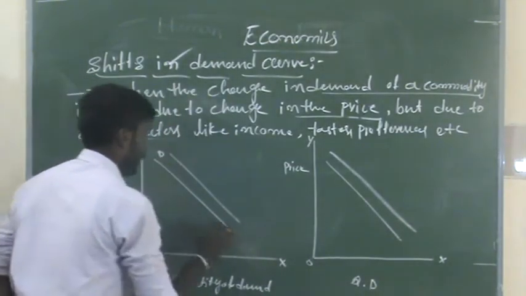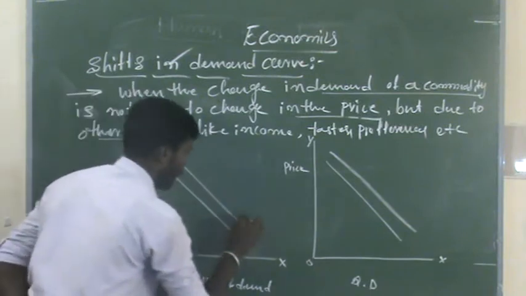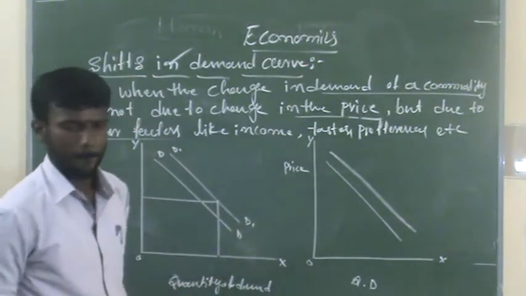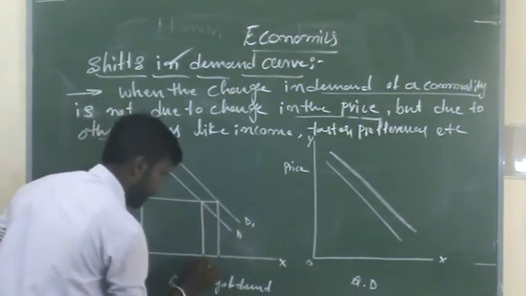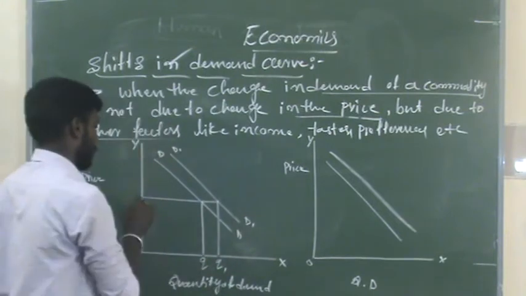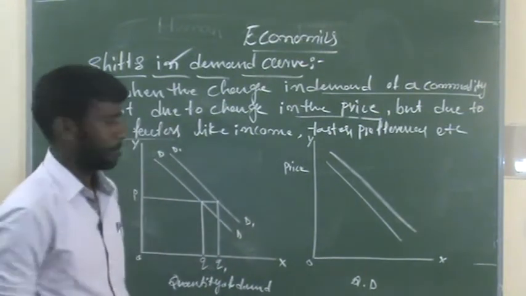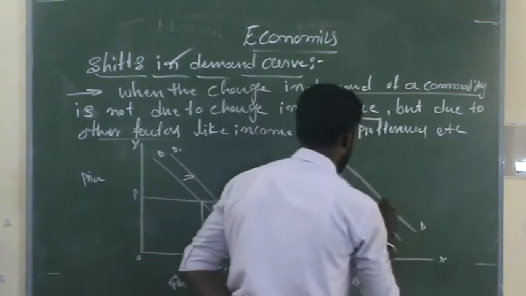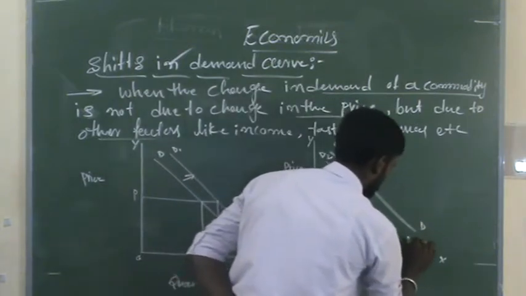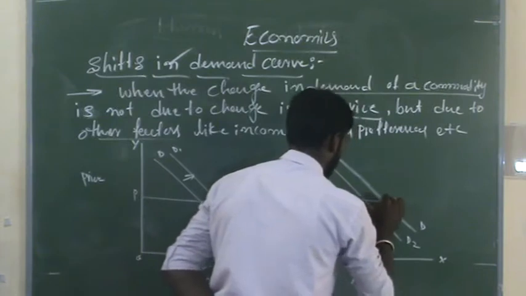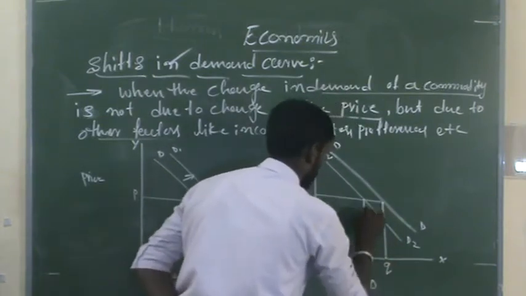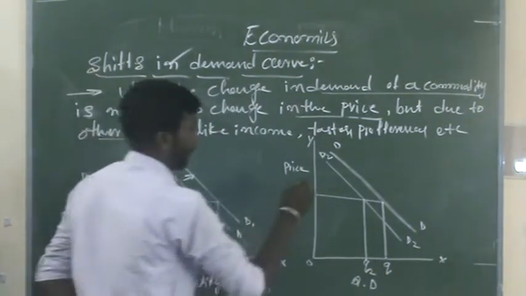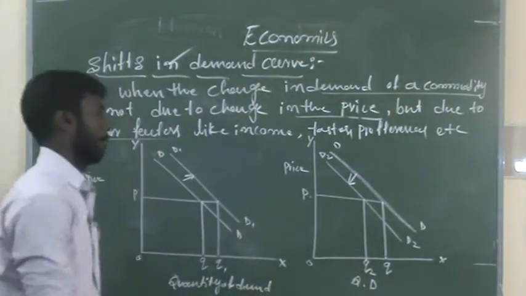So this is D1, Q1 and this is the P. Now this is DD, this is D2, and this is Q2. Price is constant. Now the demand will be shifting leftwards.